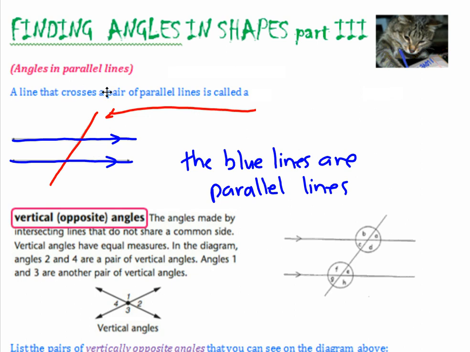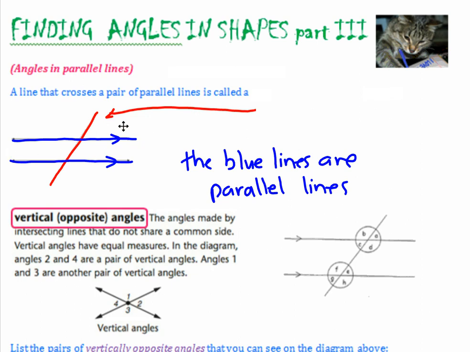So angles in parallel lines. So what are parallel lines? Remember, you might have watched the song already by Colin Dodds. Remember, parallel lines remain the same distance apart from each other. So in the song, as he said, it's as if they don't like each other much.